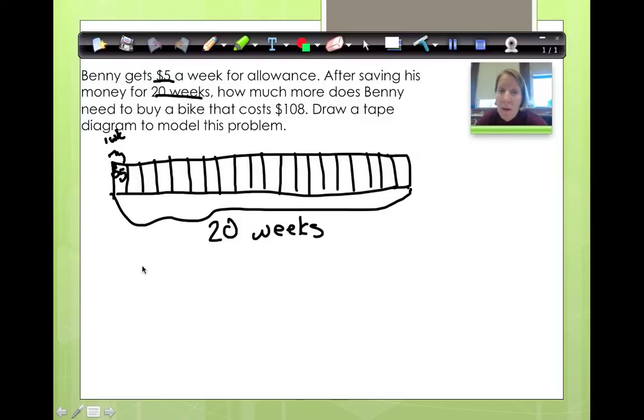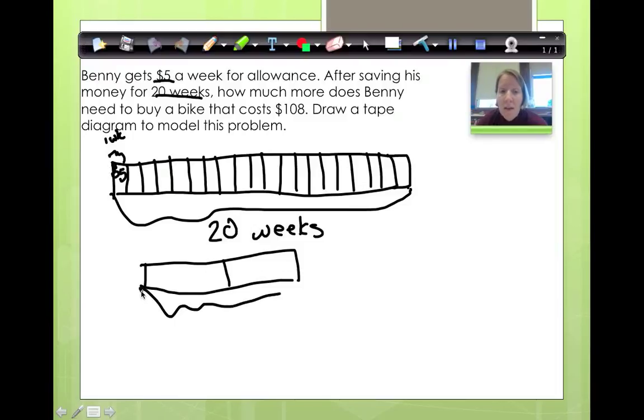So we may need another tape diagram. First we got to find out how much money he makes. So I got to find out how much money he made right here, and then how much more he needs. And the amount that he needs is the total, which would be $108. Okay, so first let's find out how much money he has.